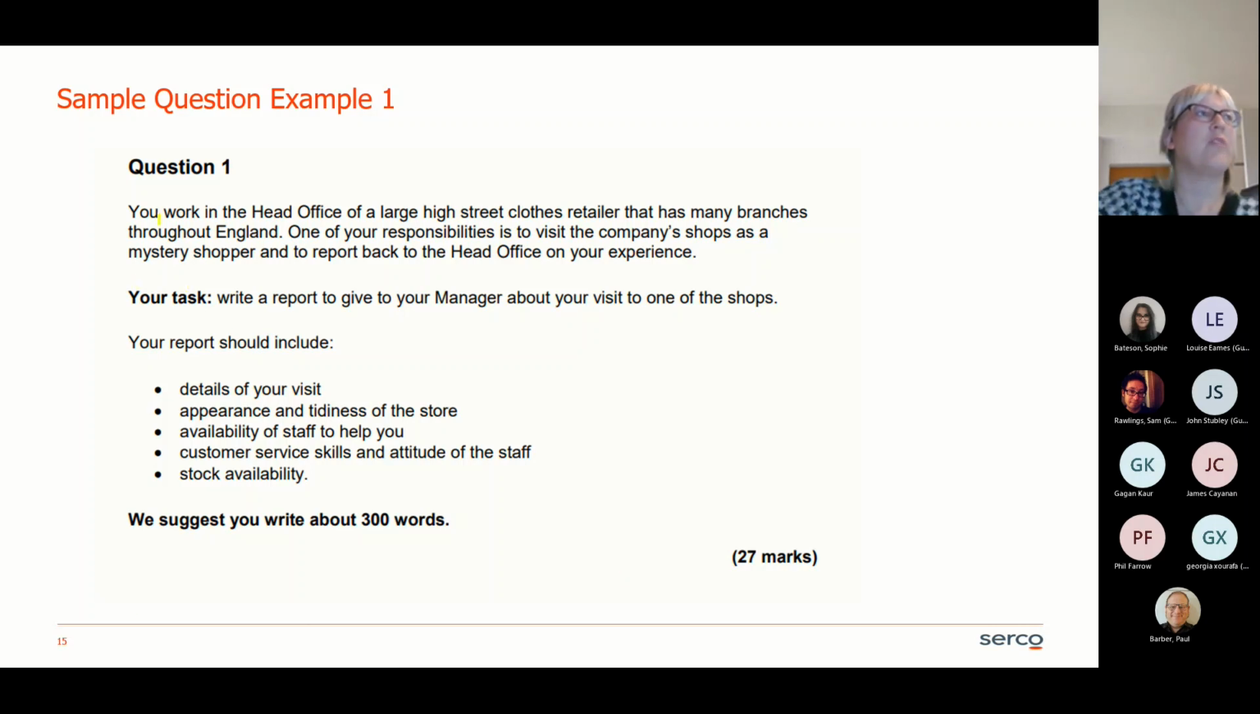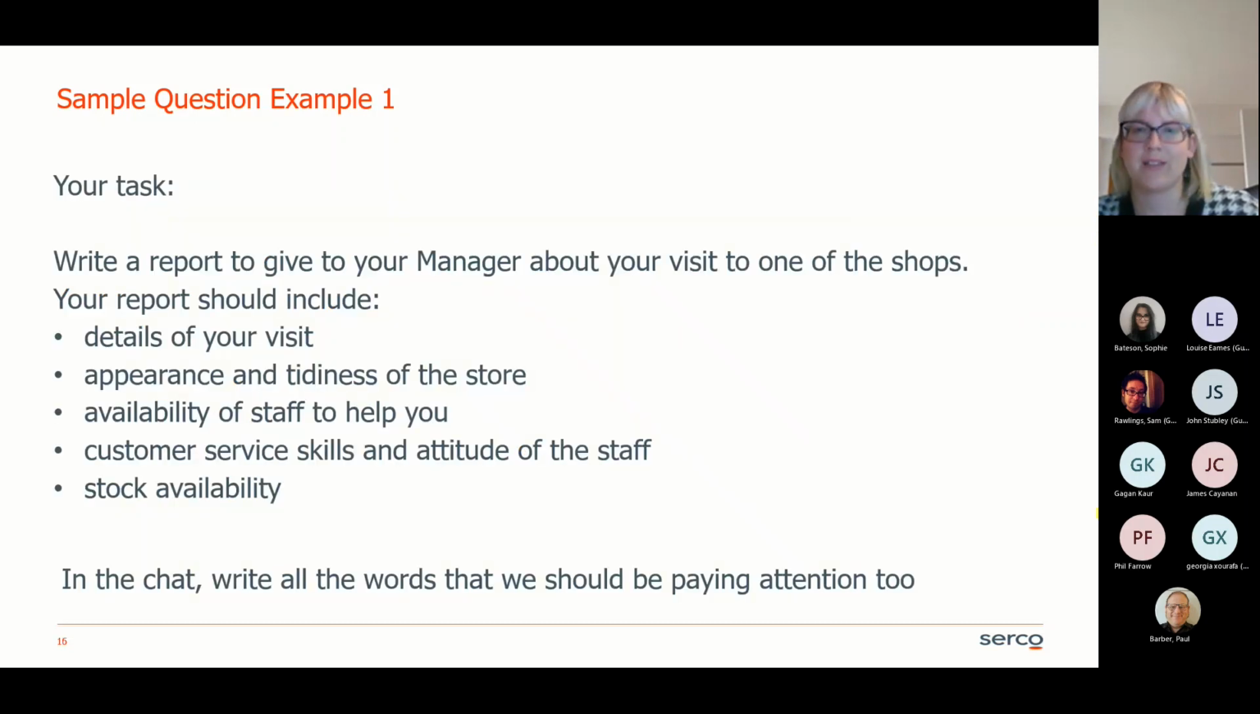So we've got question 1. You work in the head office of a large high street clothes retailer that has many branches throughout England. One of your responsibilities is to visit the company's shops as a mystery shopper and to report back to the head office on your experience. Then your task, so I'm just going to skip over the page. So I've got your task here.